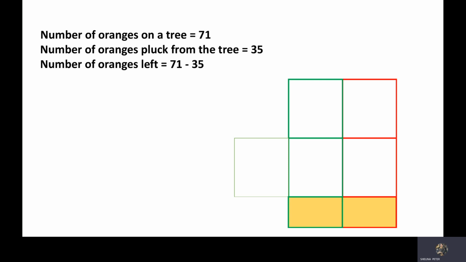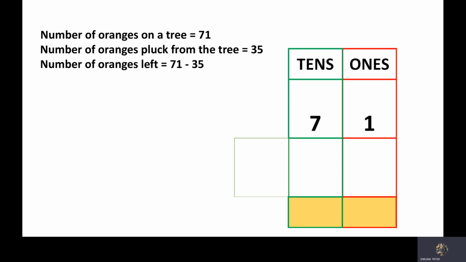We are going to write the place value, that is ones and tens. And then we have two numbers here, 71 and 35. So we are going to represent them in the box. Starting from 71: 1, 7. Then we are going to write 35: 5, 3.